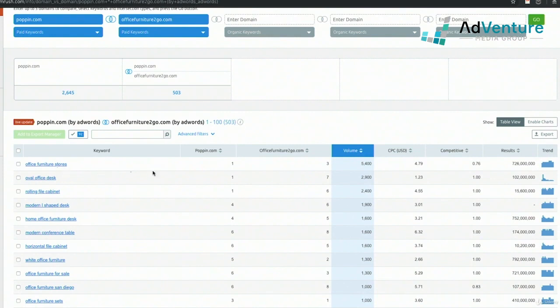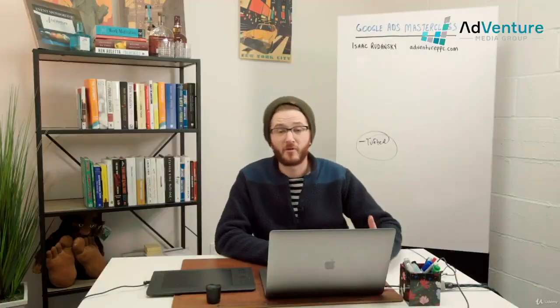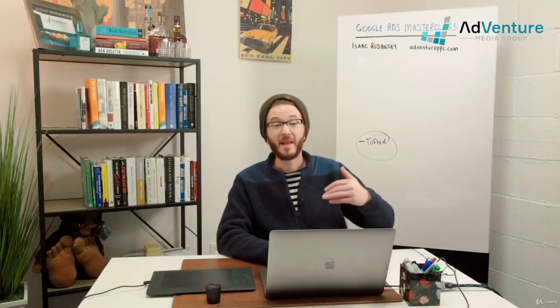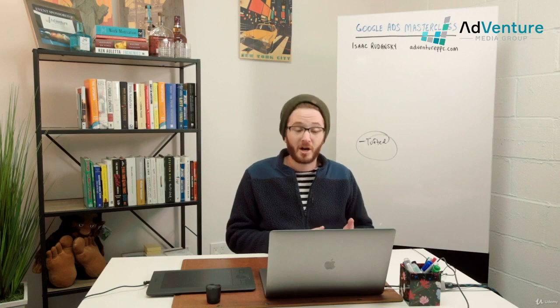So for example, for office furniture stores, Poppin is showing one result. That might either be an organic or a paid result or a Google Shopping ad, while Office Furniture to Go is showing 3 results. So you see a lot of this interesting data by first looking for a specific competitor and then going into the shared keywords.